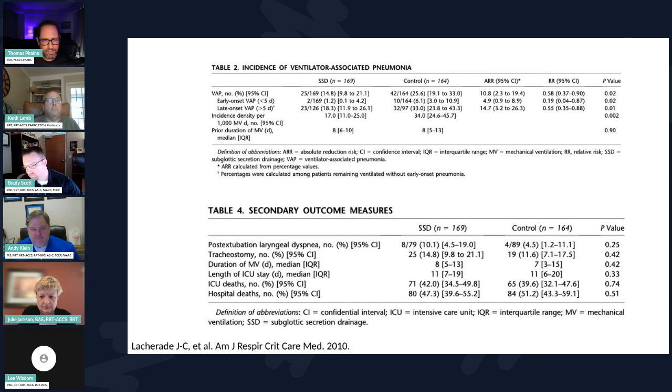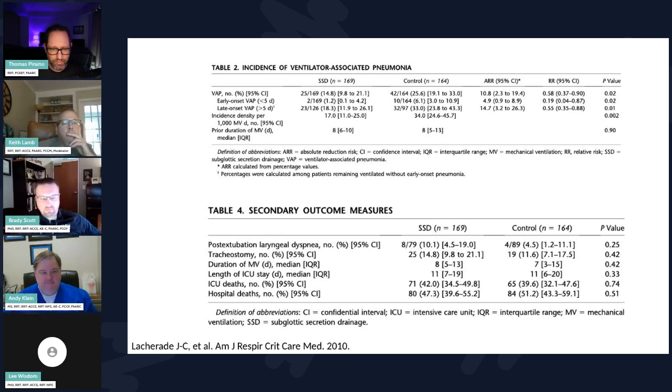So if you look, the SSD is the subglottic secretion drainage, the control group, etc. You can see all across the board up here, there's significant differences in VAP and the incidence of VAP, early onset, late, etc. And then the prior duration of mechanical ventilation, that's fine that it's not different. That's important that both patients were similarly ventilated prior to the study.